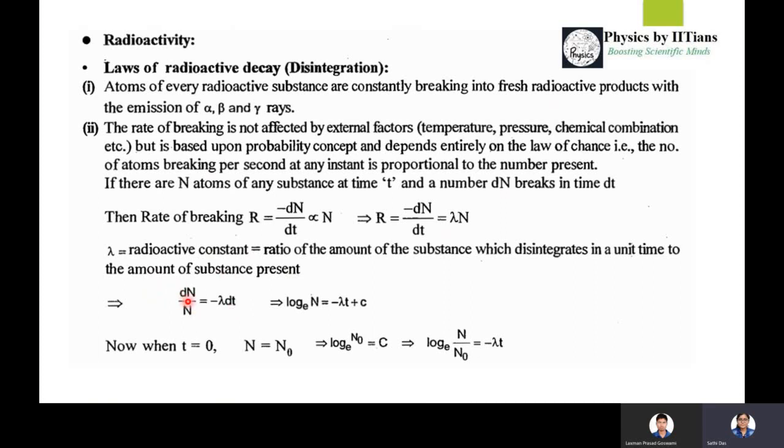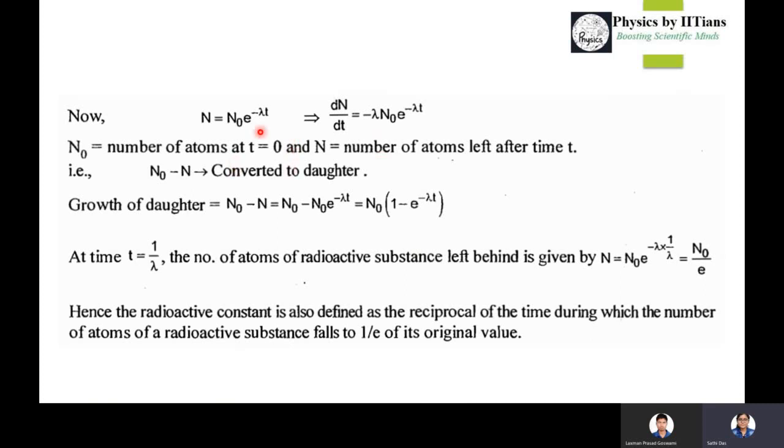If you write this expression, that is dn by n equals minus lambda dt, you will get log n equals minus lambda t plus c. To find this constant c, take the boundary conditions: when t equals 0, n equals n0. So you will get log n by n0 equals minus lambda t, or you can write it as n equals n0 e to the power minus lambda t, where n0 is the number of atoms present at t equals 0 and n is the number of atoms left after time t, that is after some disintegration.